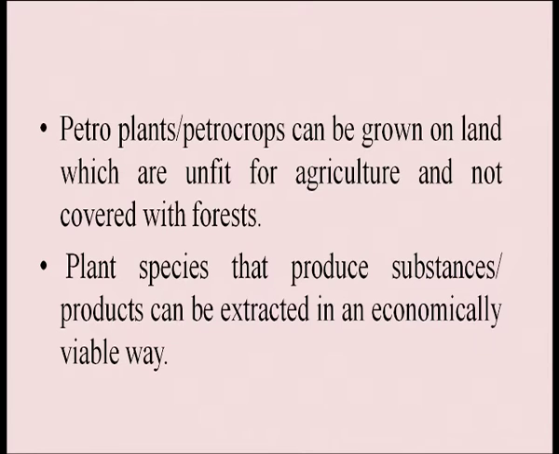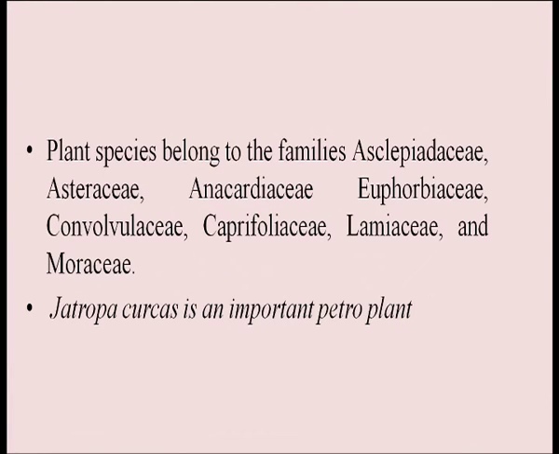Plant species that produce substances or products can be extracted in an economically viable way. Now, the plants belonging to the families like Asclepiadaceae, Asteraceae, Anacardiaceae, Euphorbiaceae, Convolvulaceae, Caprifoliaceae, Lamiaceae and Moraceae are usually used. Now, Jatropha curcas is an important petroplant.